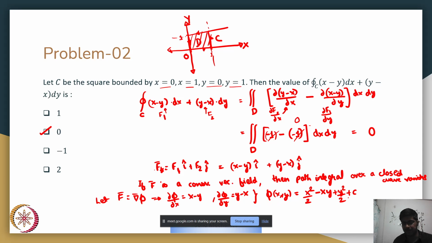Right, you can quickly verify this, and we see that indeed the vector field F given by F1 i hat plus F2 j hat, which is nothing but (x − y) i hat plus (y − x) j hat, is a gradient of a scalar field, and therefore even if we take say any other closed path like this, it would still vanish. But to solve this particular problem, we have made use of Green's theorem and not by checking whether it was a conservative vector field or not.